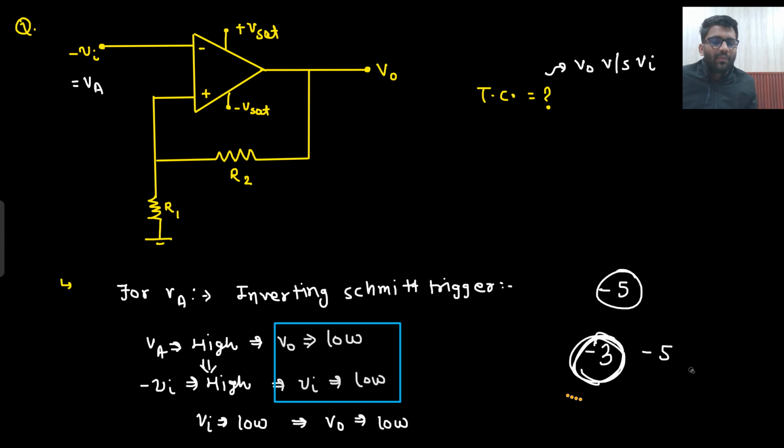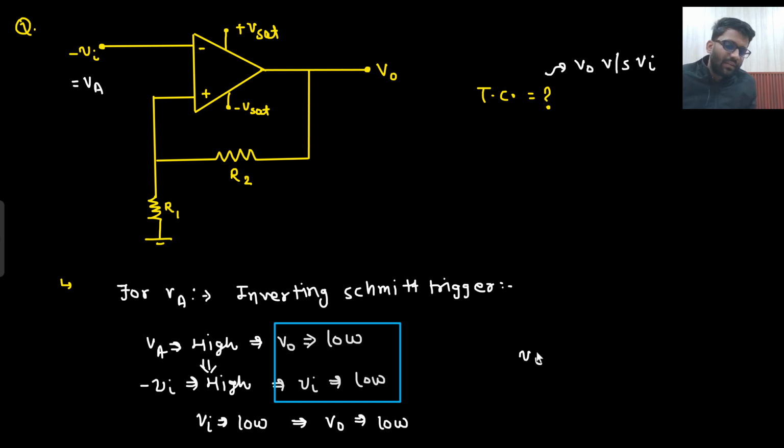And the second conclusion will be what? That if my V in is high, then my V0 will also be high. So for minus V in, it was an inverting Schmitt trigger, but for plus V in, it is becoming a non-inverting Schmitt trigger. By the circuitry it looks like an inverting Schmitt trigger, but actually it is a non-inverting Schmitt trigger. Okay, so this works as a non-inverting Schmitt trigger.